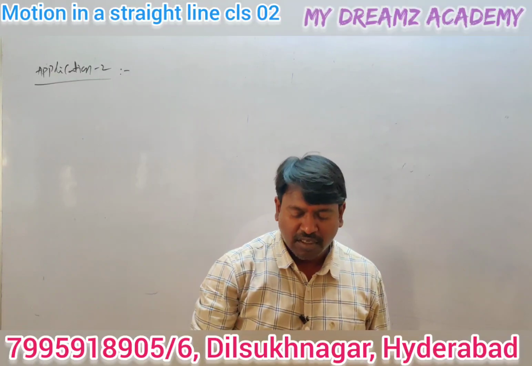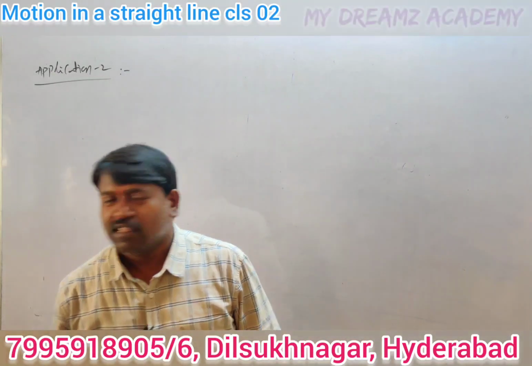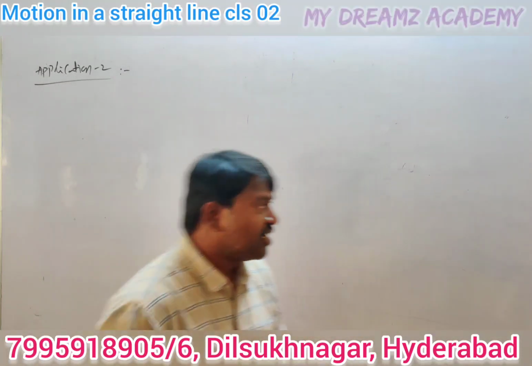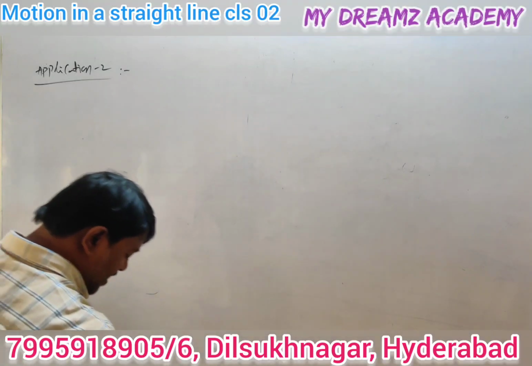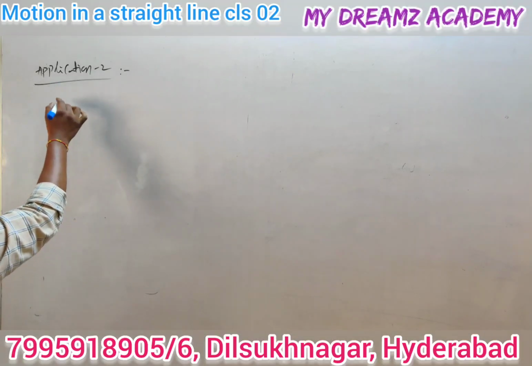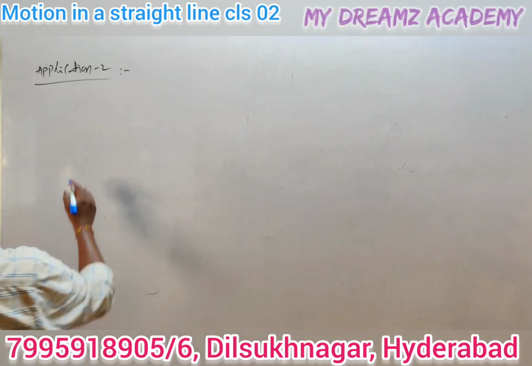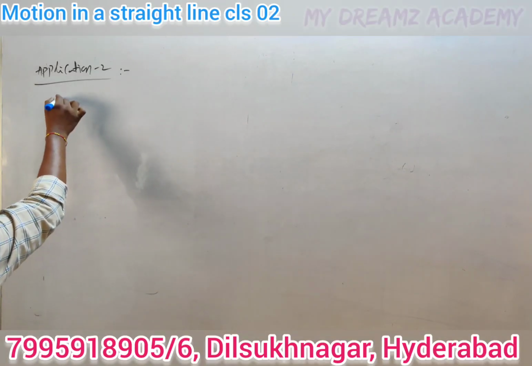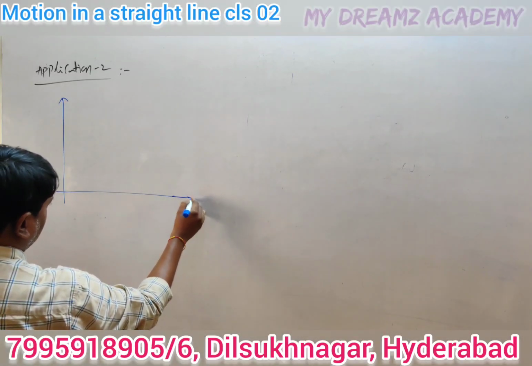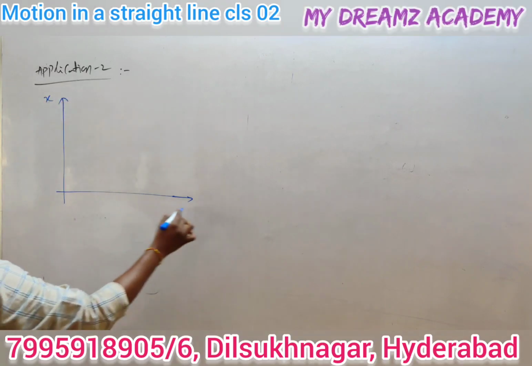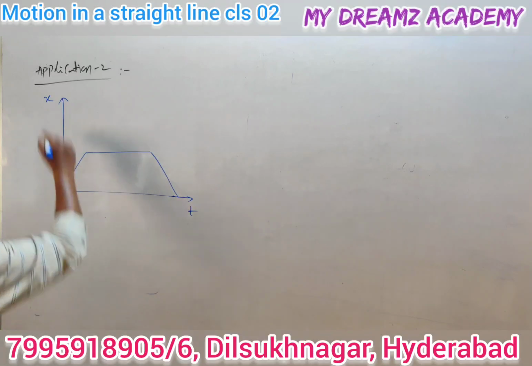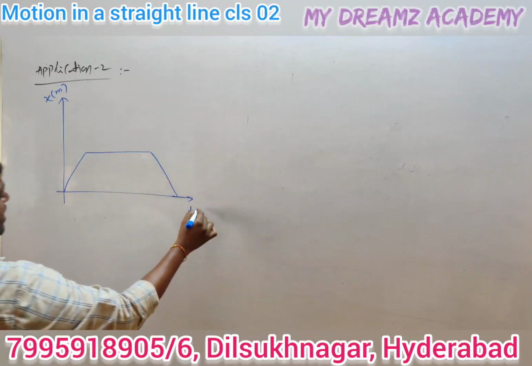Okay. Next, in this x-t graph, second application, the last application we measured the ratio of velocities. In this application we have to measure the velocity of the body at different locations, at different time intervals. Now suppose a body is moving with uniform velocity. The x-t graph is shown in the figure like this. Find the velocity of the body. X means displacement in meters and time is in seconds.